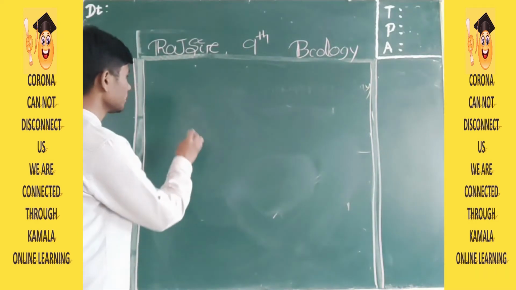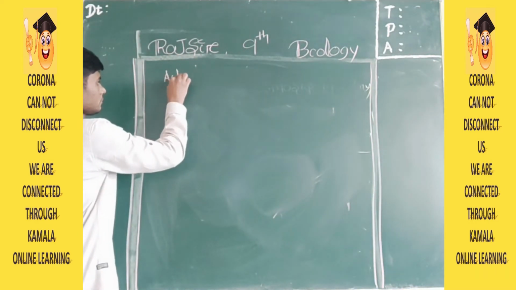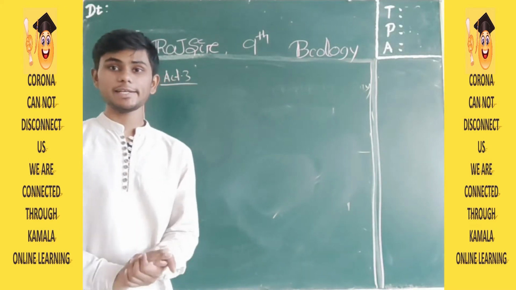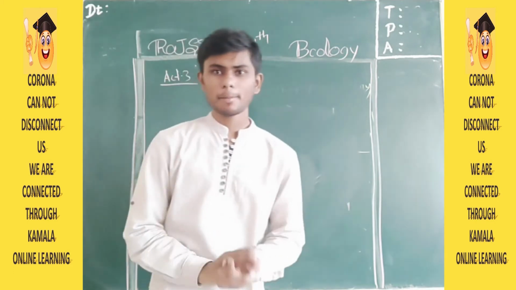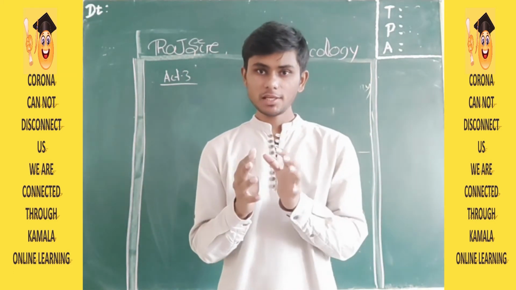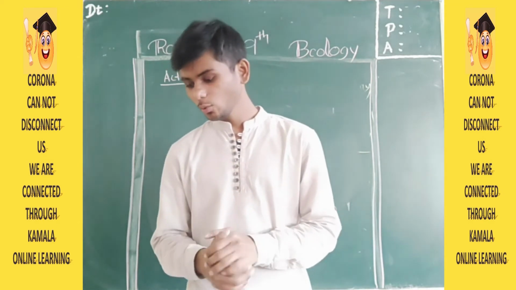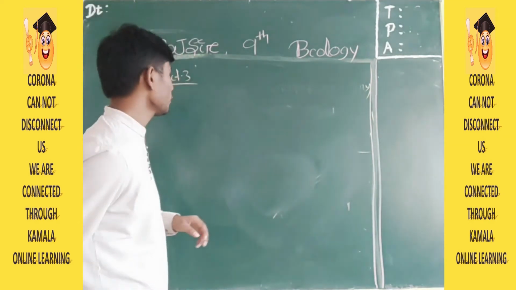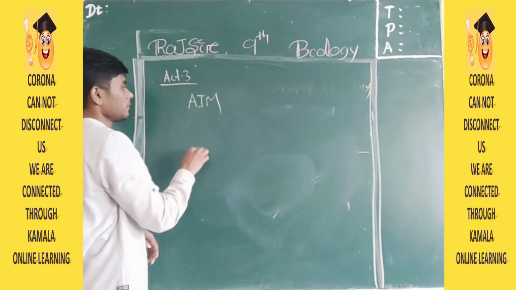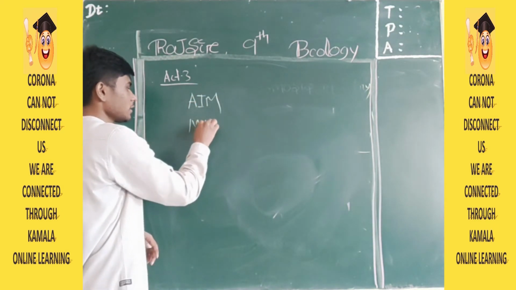Now let's go with activity number 3. In every activity, I won't write now; I'll explain the activity, because I brought every experiment. In every experiment, I told you the first thing is that we have to mention our aim. What is our aim? First thing is our aim. Second thing is our materials required.